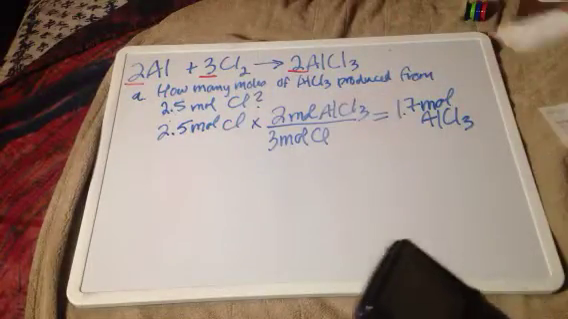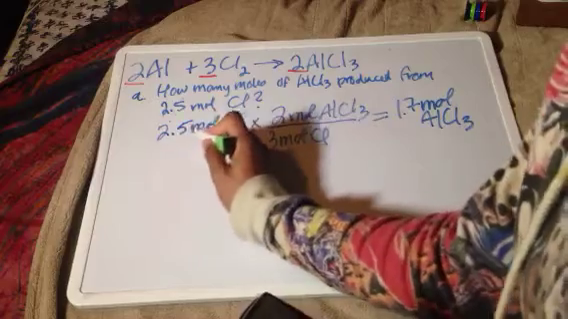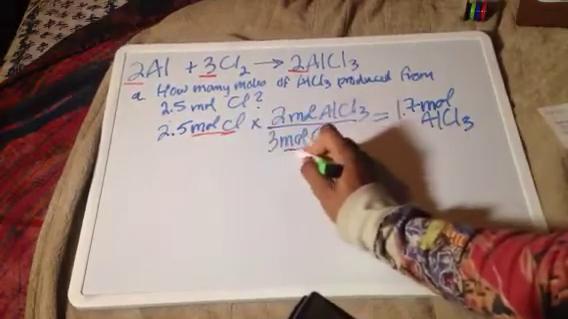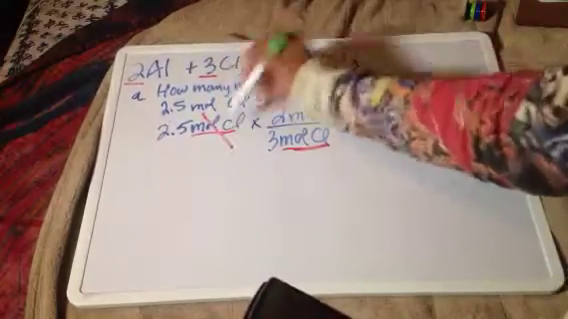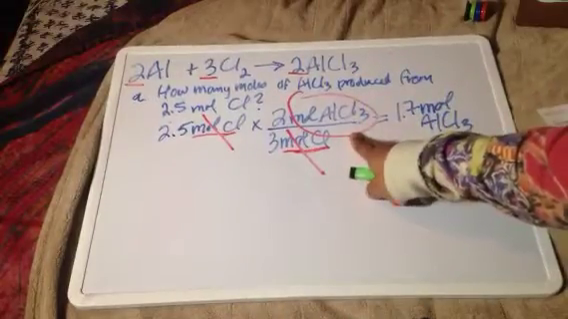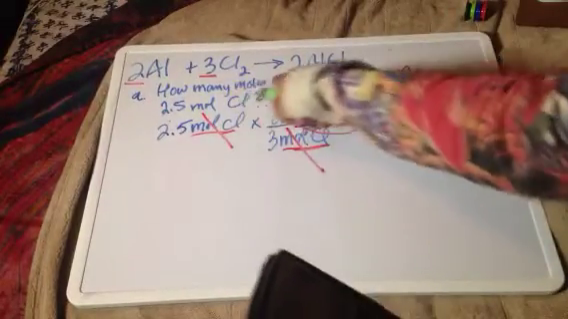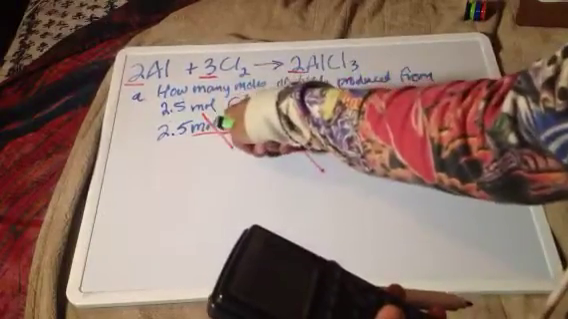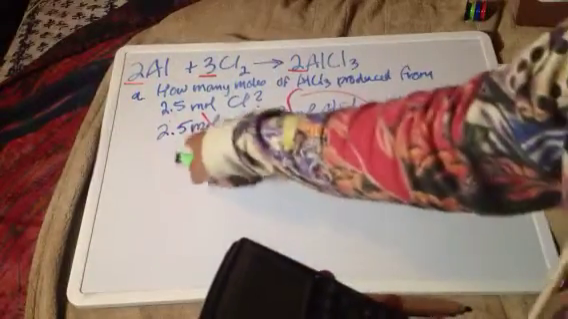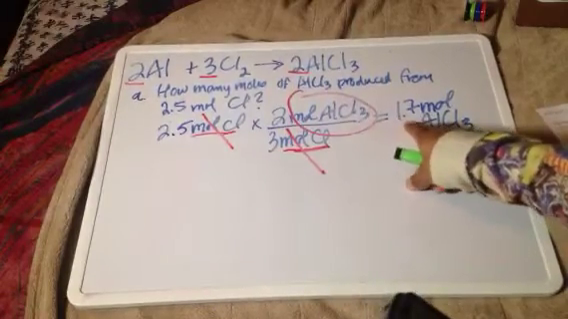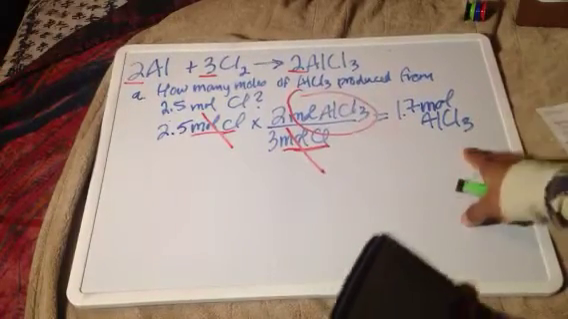So let me highlight this in red too. Since we're starting out with 2.5 moles of chloride, we need to go to a mole of chloride so that these cancel out and we're left with this, because this is what we're looking for. How many moles of aluminum chloride is produced from 2.5 moles of chloride, our starting material. So we went from our starting material to what it is that we're looking for, and we solved it at 1.7 moles of aluminum chloride.